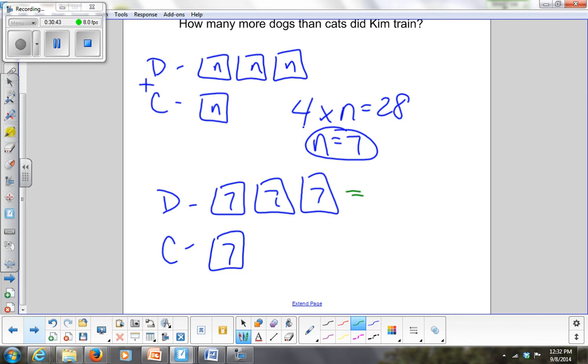Elise. Okay, before that though, how many dogs did he train? We know that there's 7. How many boxes are in there? 3. Okay, so 7 times 3 is 21. We know she trained 21 dogs and 7 cats. How do I figure out how many more dogs than cats? What I want to find out is the information that's missing here.